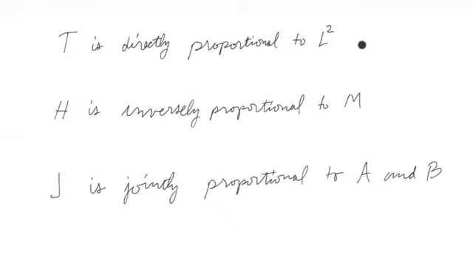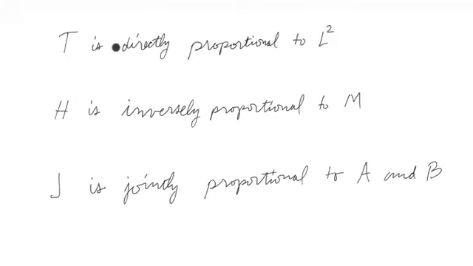Let's take a look at some ideas. Directly proportional, inversely proportional, jointly proportional. What do these things mean? They often happen in word problems and other situations, but how do we interpret them?